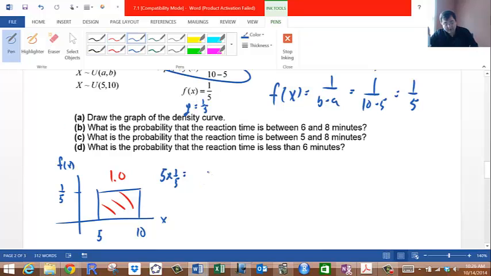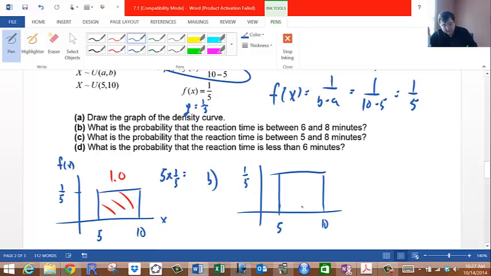Okay, so part B. Find the probability, or the area under the curve, that the reaction time is between 6 and 8 minutes. So we'll just do that here. So 6 and 8 minutes. So 5 to 10, 1/5. And we'll go 6 to 8. So we're wanting to know this area here. So what's the probability that the reaction time is between 6 and 8?